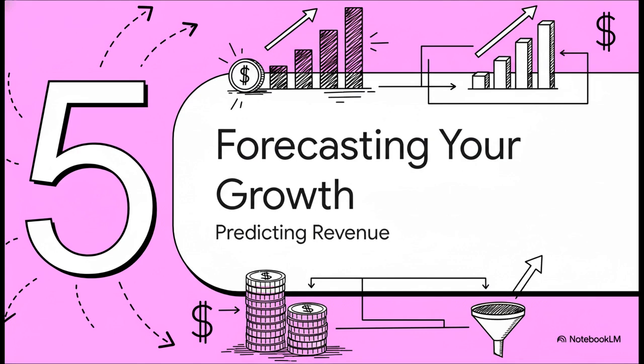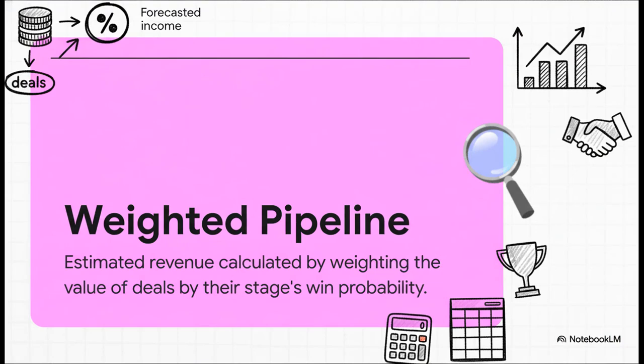So why does that probability number matter so much? Well, because when you combine it with the actual dollar value of each deal, you unlock the final and, I think, most powerful feature, the ability to forecast your future revenue. This is called your weighted pipeline. I know, it sounds kind of technical, but it's a really simple and powerful idea. The system just does some quick math for you. It takes the total dollar amount of all the deals in a certain stage, and it multiplies it by that stage's win probability. The result? A realistic, data-driven guess about your future income.